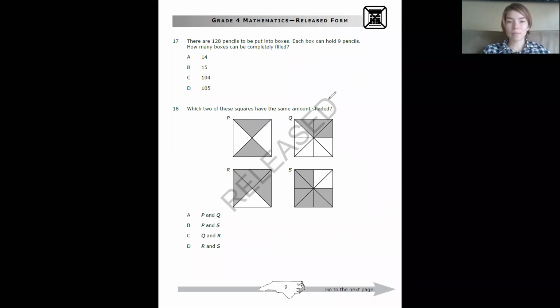There are 128 pencils to be put into boxes. Each box can hold 9 pencils. How many boxes can be completely filled? So, an important thing to note here before we do the problem is that they say completely filled. That means that we want to know how many boxes we can put 9 pencils into, not a box with 6 pencils or 5 pencils or anything left over. So to figure out how many boxes, we're going to want to divide 128 by 9.